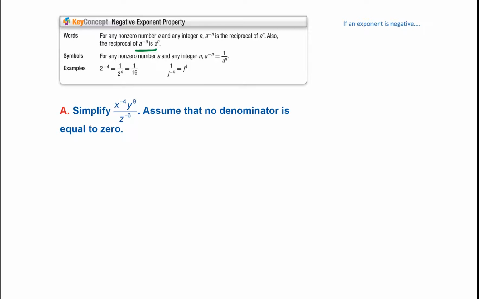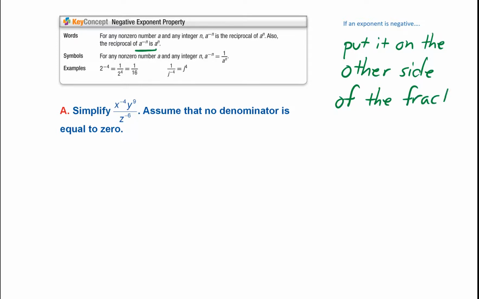What? Okay, so anytime I see a negative exponent, what I like to say is put it on the other side of the fraction. Because it's not always going to go to the bottom, sometimes it goes up. So move it to the other side of the fraction.